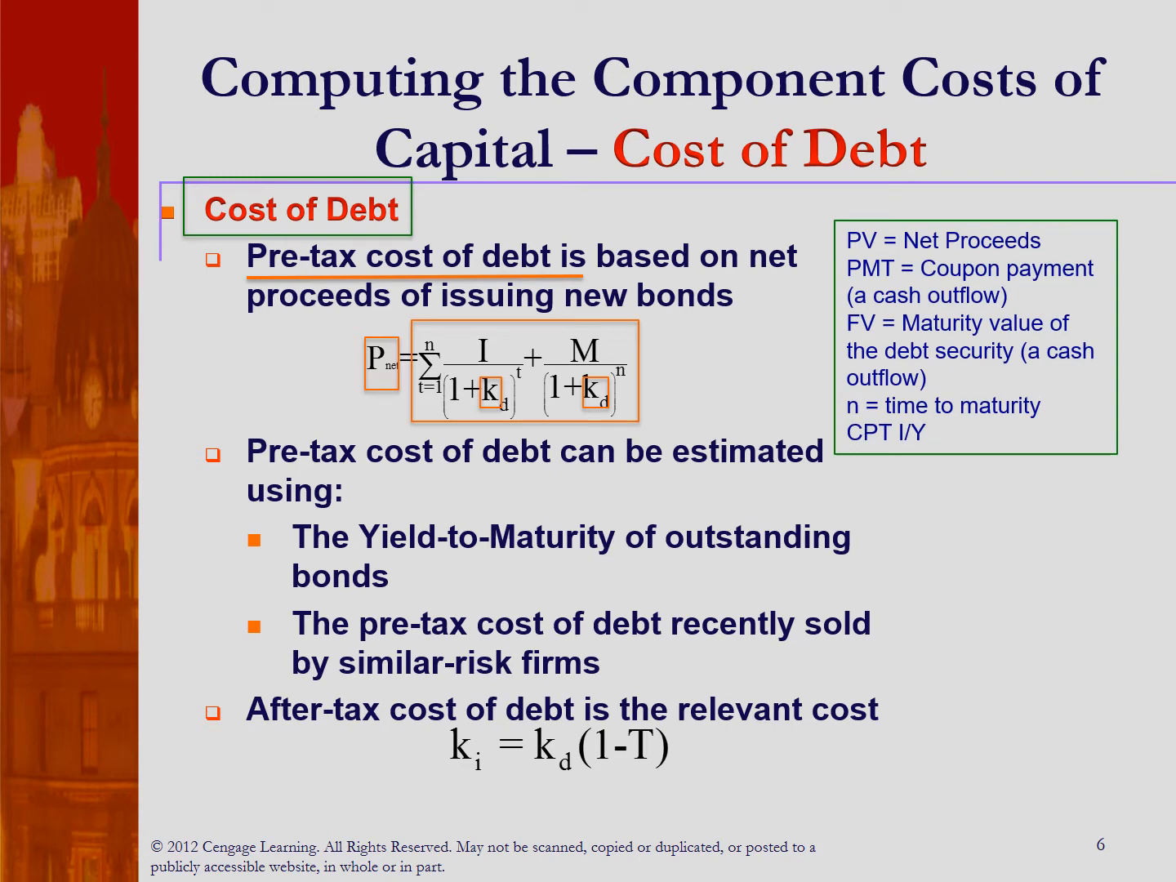Here is how you can use a financial calculator to calculate the pre-tax cost of debt. The present value is the net proceeds of the debt security. Payment is the coupon payment of the debt security, a cash outflow. Future value is the maturity value of the debt security, a cash outflow. N is the time to maturity. Compute the interest rate. The interest rate you obtain is the pre-tax cost of debt. The after-tax cost of debt is calculated by pre-tax cost of debt times 1 minus tax rate.